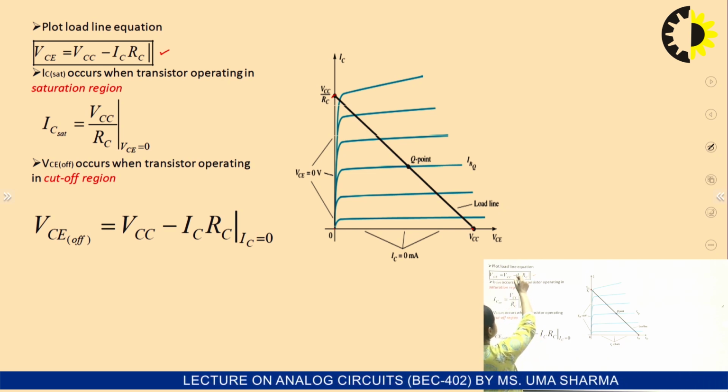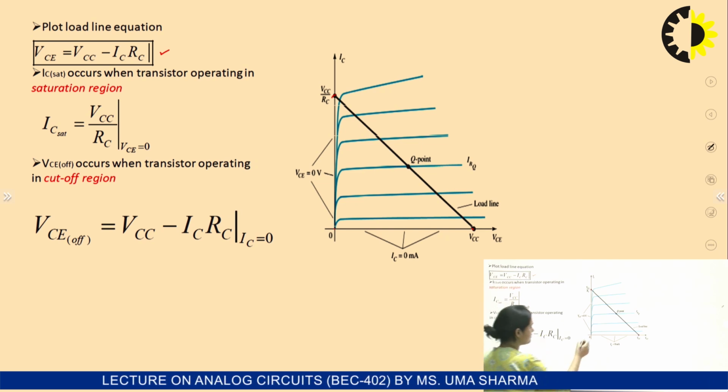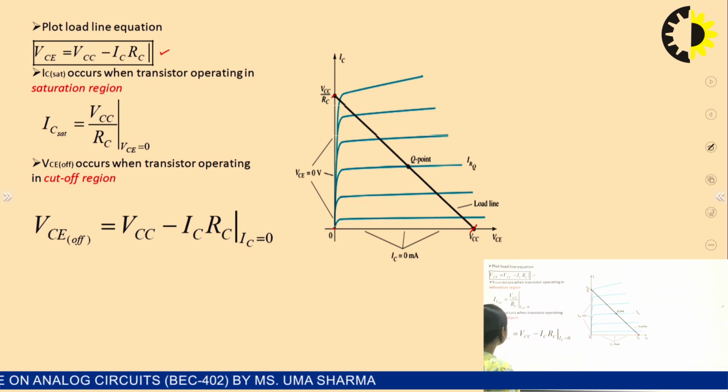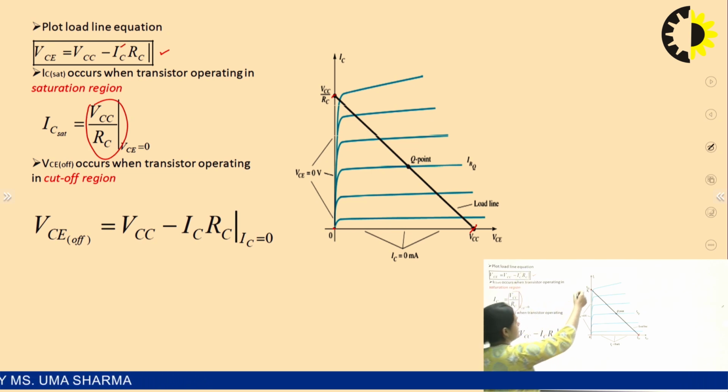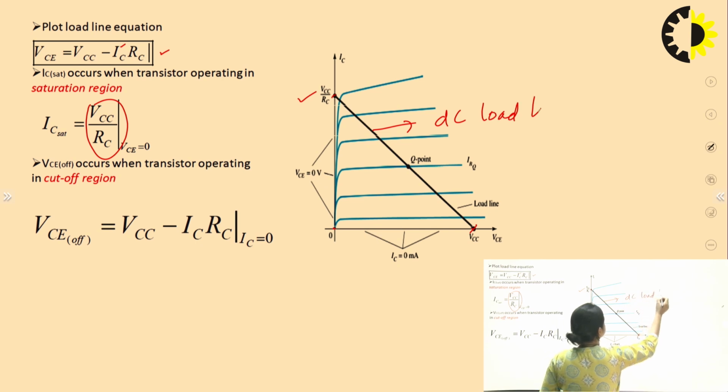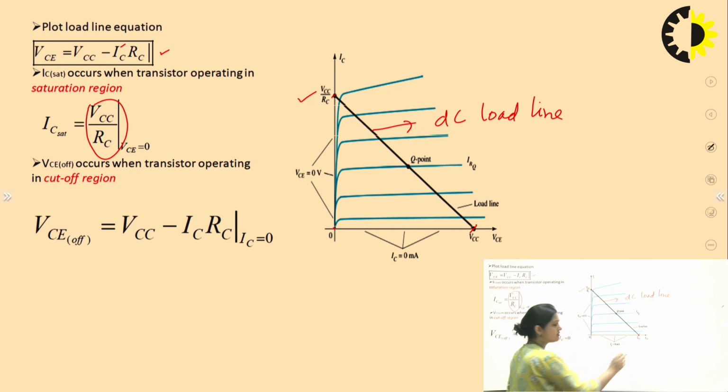If IC is 0, then VCE equals VCC, this point. And whenever VCE is 0, we can find IC, and this value equals VCC by RC, this point. If we join these two maximum points, this line is known as the DC load line. Any point lying on this load line is known as an operating point, but we have to fix this operating point in the middle of the load line so that we can get the maximum amplification.